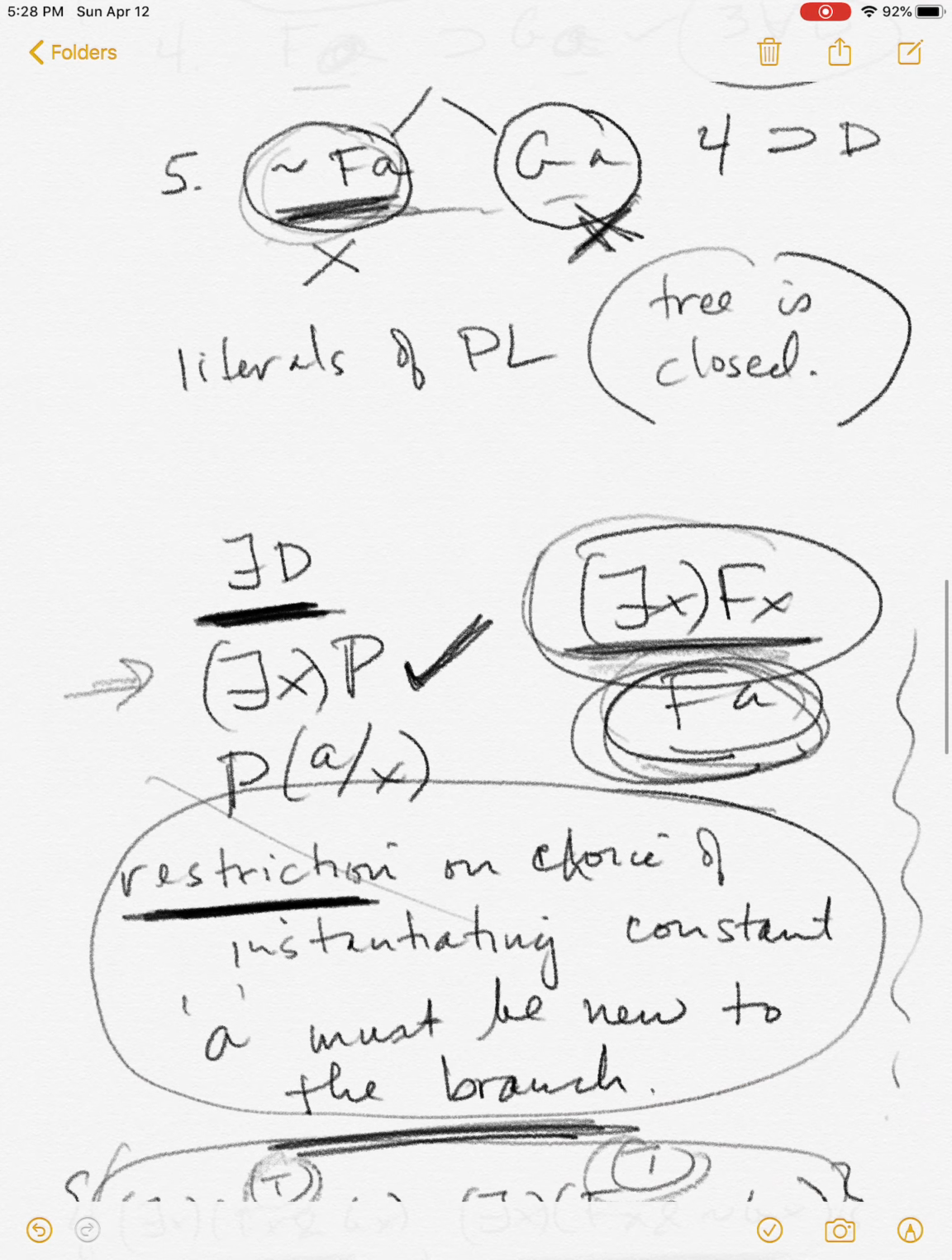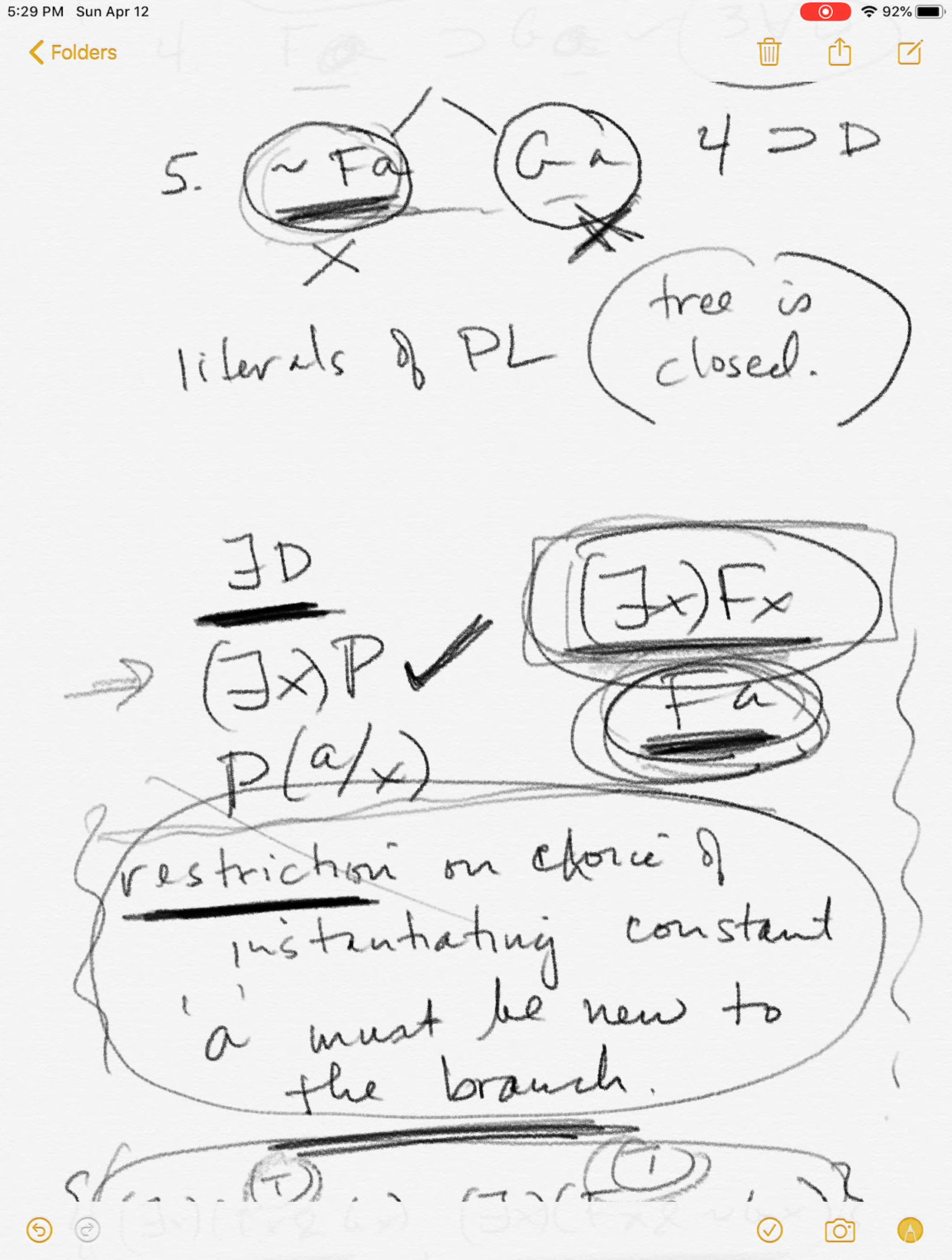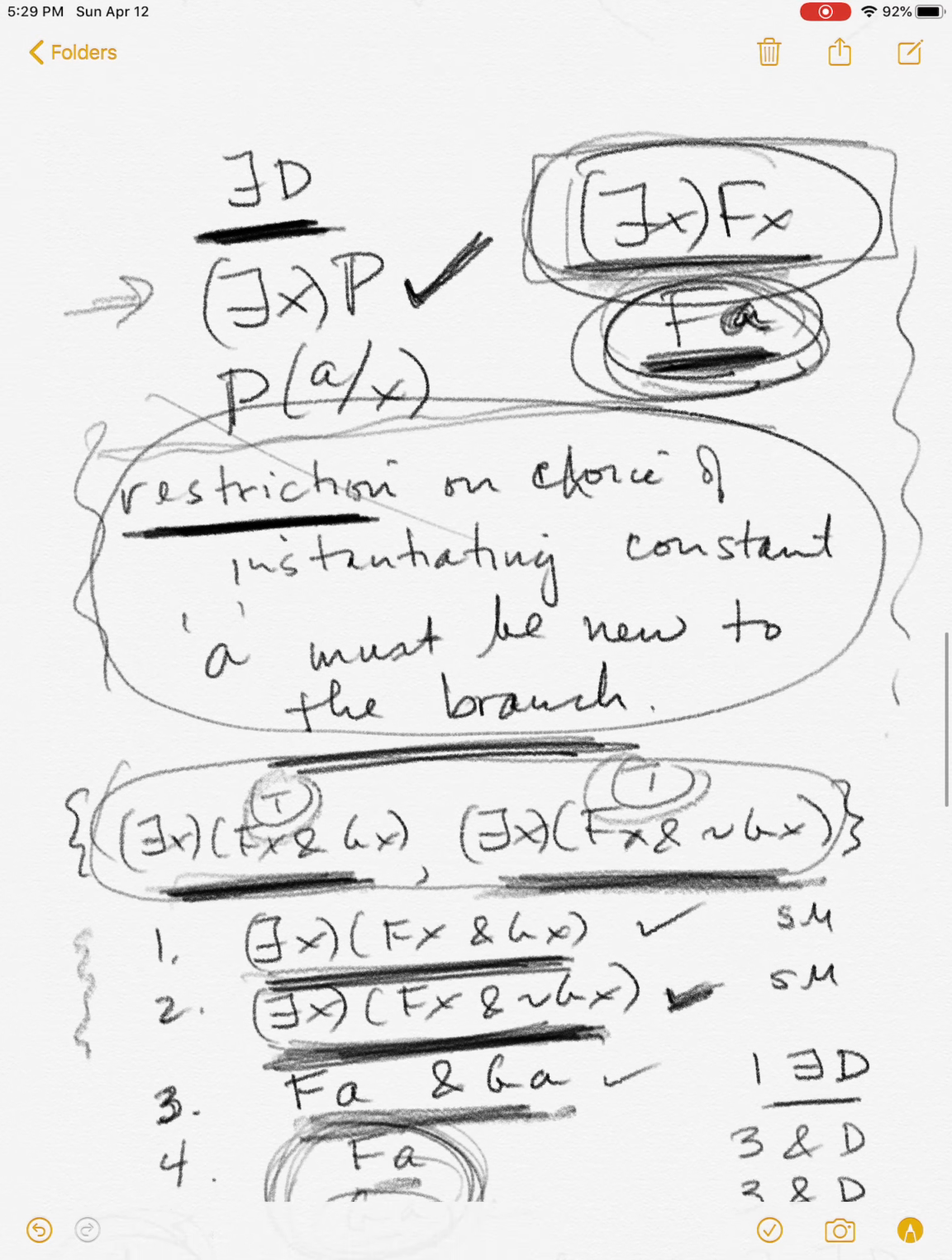Then we introduced existential decomposition, noted a different complexity, namely that our choice of instantiating constant when we apply existential decomposition has to be arbitrary because there may only be one thing that has whatever property follows the existential quantifier. And so we can't choose a name that we already are prejudiced with respect to, that we already know some stuff about. It has to be an arbitrarily chosen name.